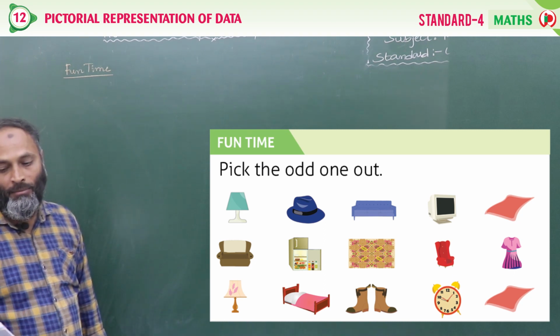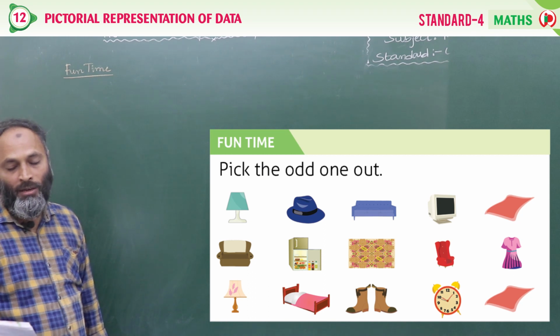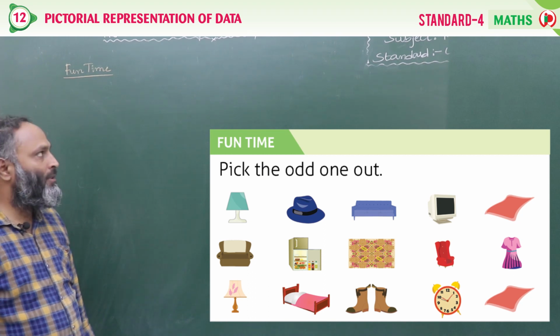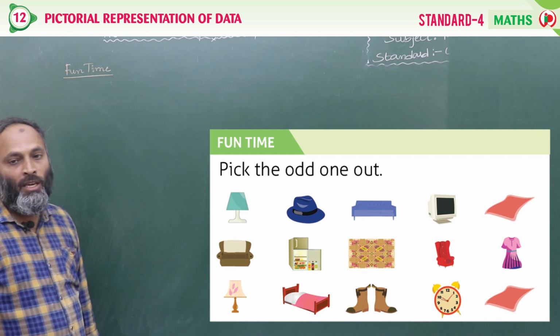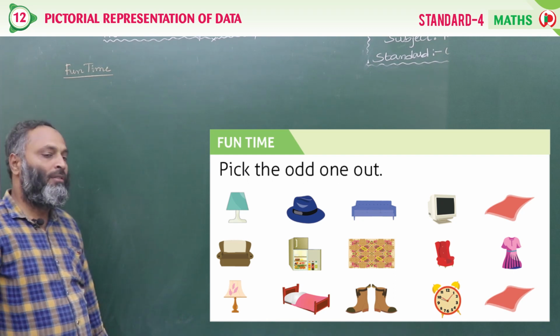The next one: bed lamp, bed, shoes, clock, and mat. So the shoes are the odd one. Okay, like this we should find odd ones.